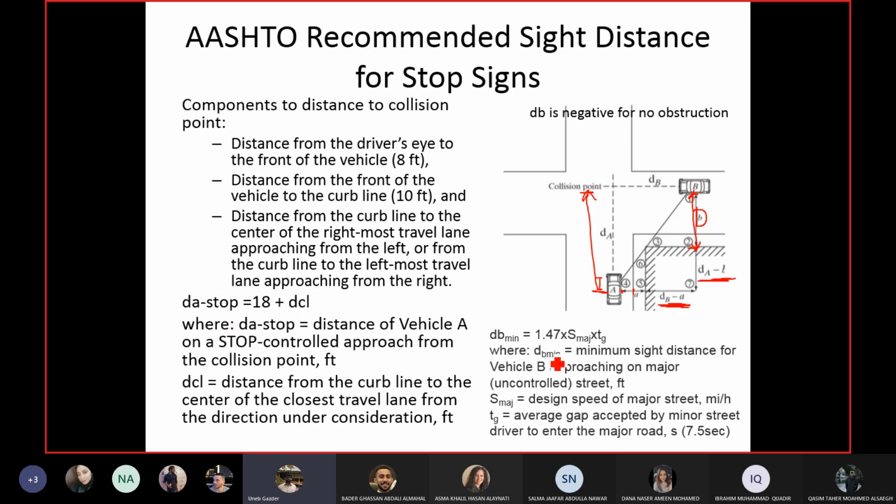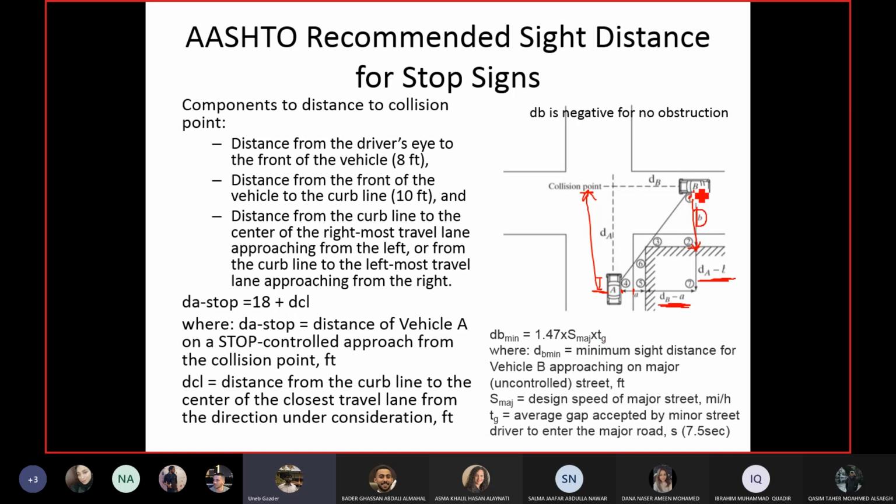Then again we have the same approach that we have applied previously. Then you will calculate DP minimum. So DP minimum is calculated from here. This is the speed on the major road, because this driver is coming from the major road, and we have TG, which is the gap accepted by the driver on the minor road.